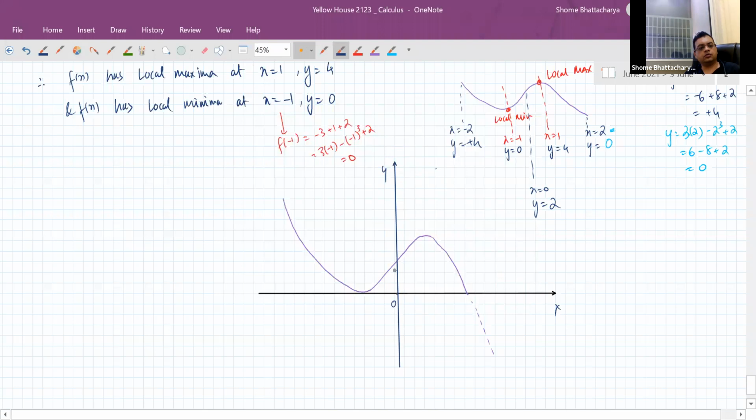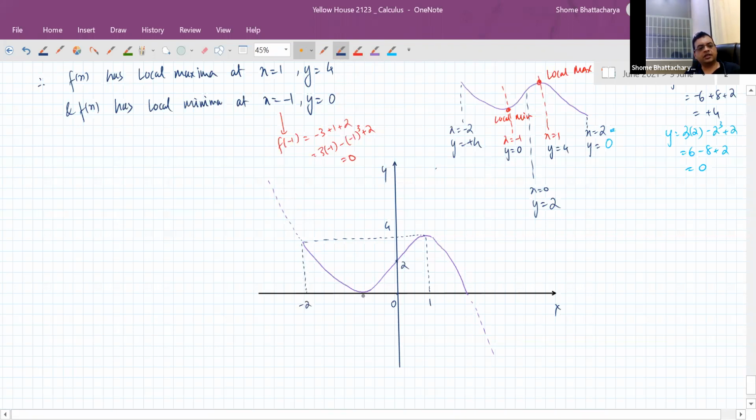So at 0, it's cutting the y-axis at the point 2, whereas this point is the point of local maxima, where its value is becoming 4. And interestingly, I should cut this short a little here, because at this point also, naturally the function would go like this, but I'm making it only in the limited domain.